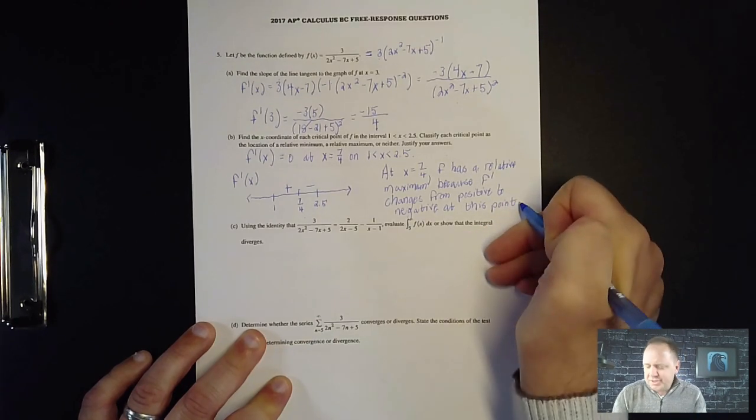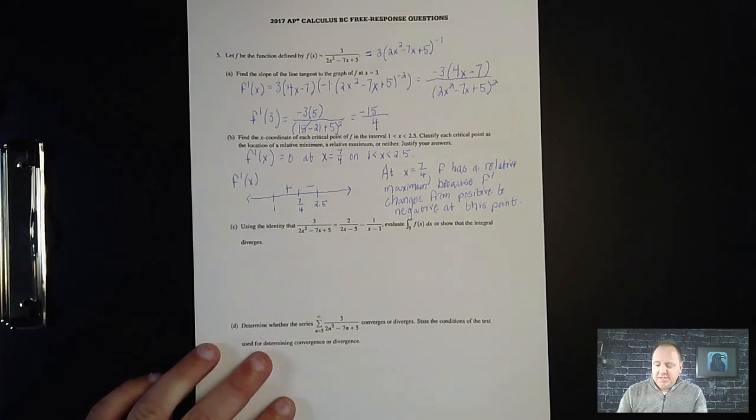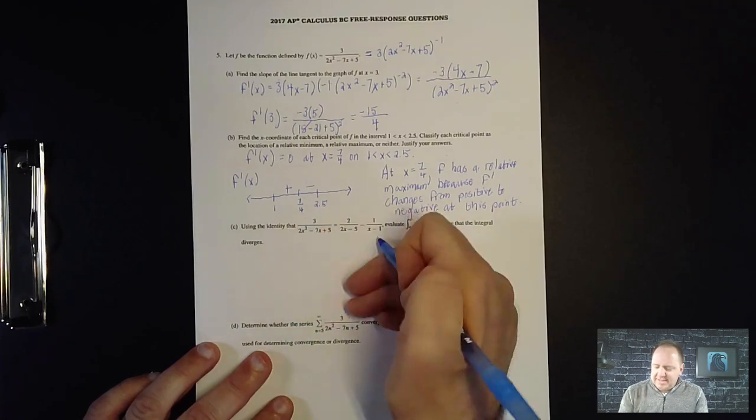So it was more efficient to do an f prime number line analysis than it was to do a second derivative test. You could do it either way. I've done it both ways on this one, and it was obvious this was the faster way, using the identity that that is equal to that.